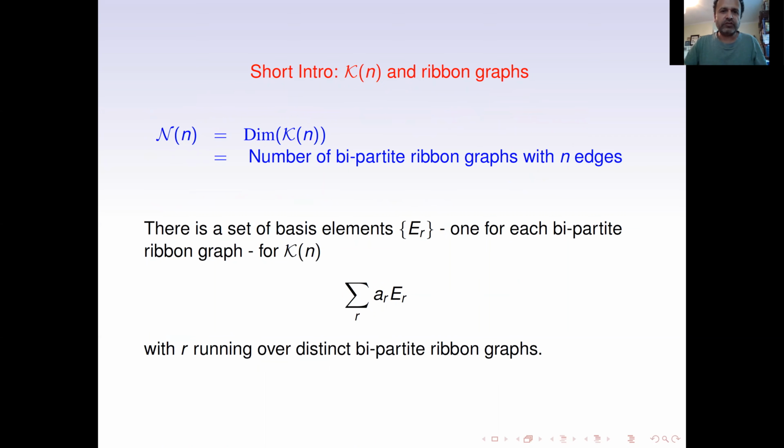K(n) is closely related to ribbon graphs. The dimension of K(n) is equal to the number of bipartite ribbon graphs with n edges. As I will explain in the talk, these are closely related in turn to the double line diagrams of large N gauge theory. There is a set of basis vectors E_r, one for every bipartite ribbon graph for K(n). So arbitrary elements of K(n) can be written as a complex sum over ribbon graphs of E_r with complex coefficients.